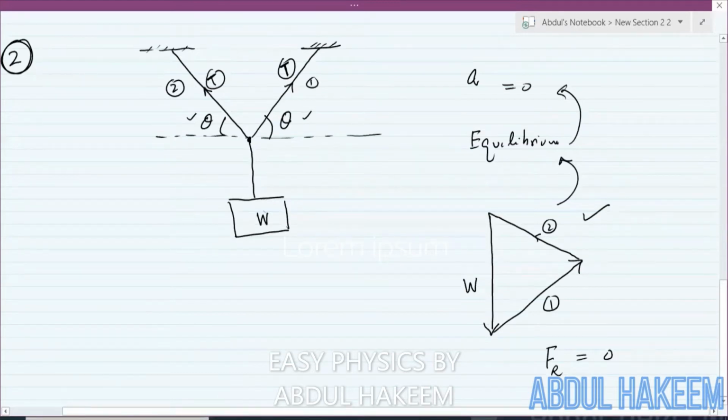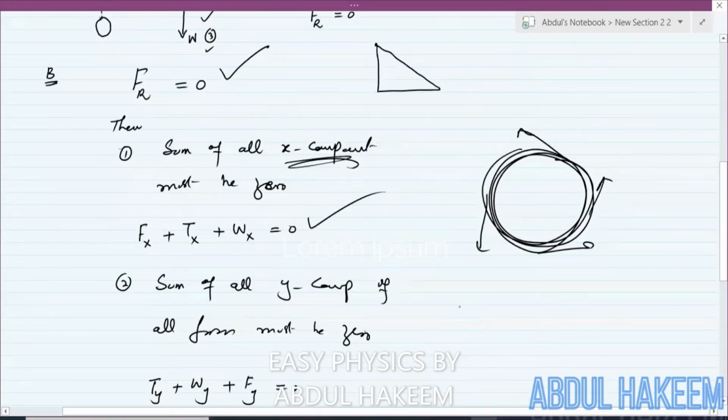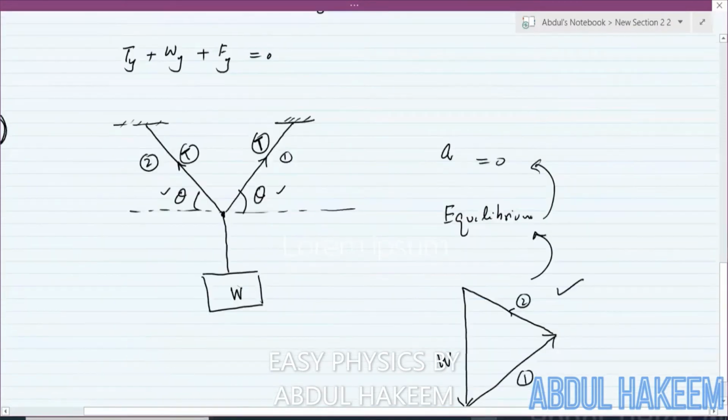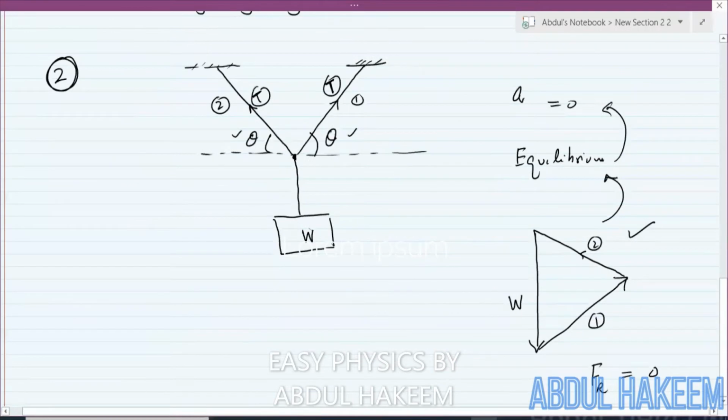Now, according to rule number 1, the sum of the x components must be 0. So we will resolve them. We will break them into their components. Look, this is the tension on the right side. So the line adjacent to the angle, this line, this one, is called the x component.